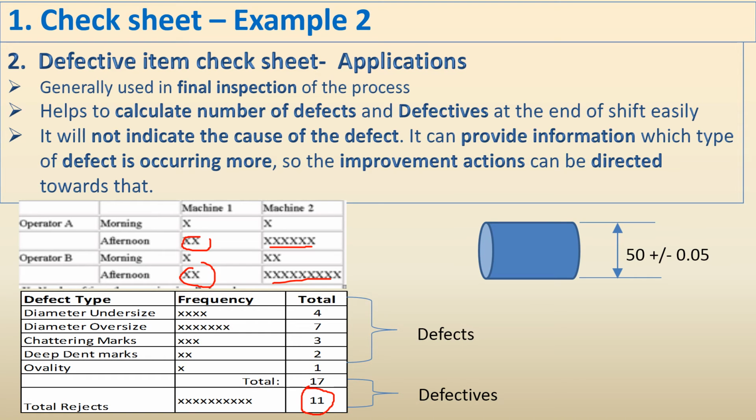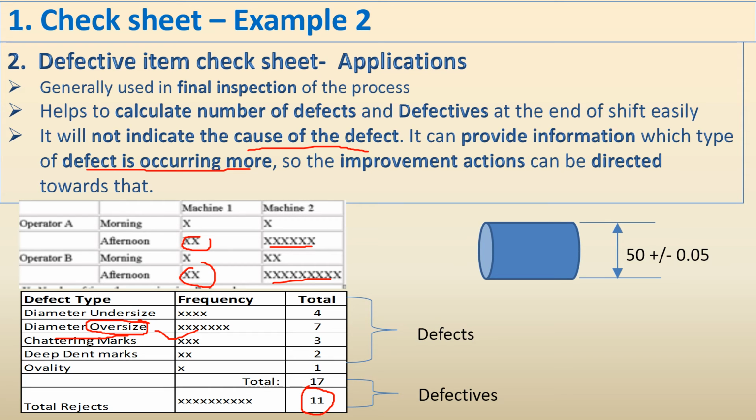It will not indicate the cause of the defect. It can provide information on which type of defect is occurring more. Here diameter oversize is occurring more, so improvement action can be directed toward the oversize issue. This is the only use of this check sheet. It does not show the cause of the defect. It will show only what kind of defect is occurring more in this diameter.